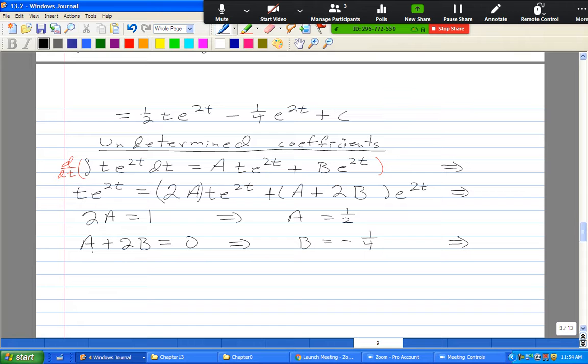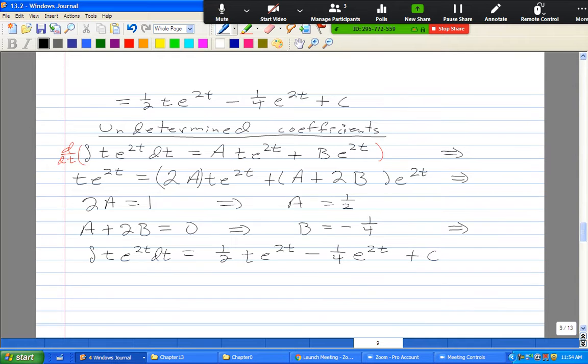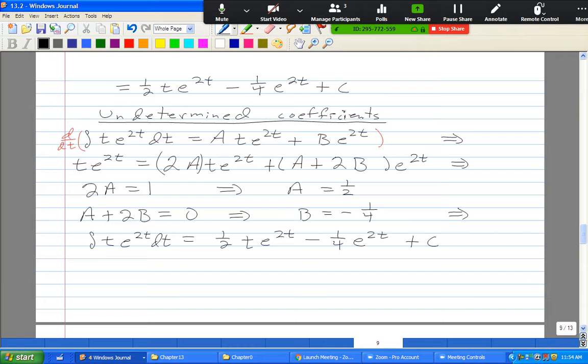And so I get that the integral of t e to the 2t is just equal to 1/2 t e to the 2t minus 1/4 e to the 2t plus c. Okay, so that's how we do it with undetermined coefficients.